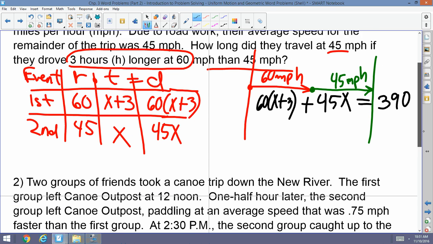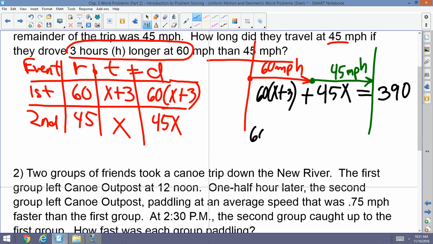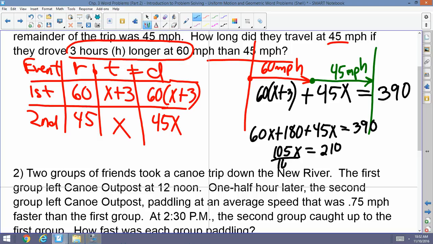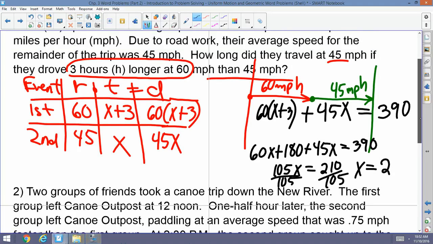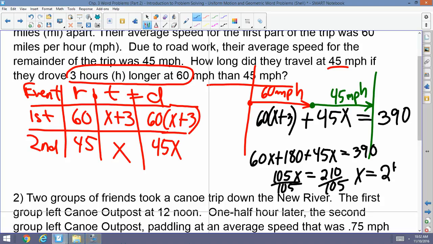Yes, sir. So now I've got 60x plus 180 plus 45x equals 390. So I've got 105x equals, subtract 180 from both sides. What's that, 210? Divide by 105. And x equals 2. 2 what, though? What is this 2? What am I looking for here? Yeah, this is hours.